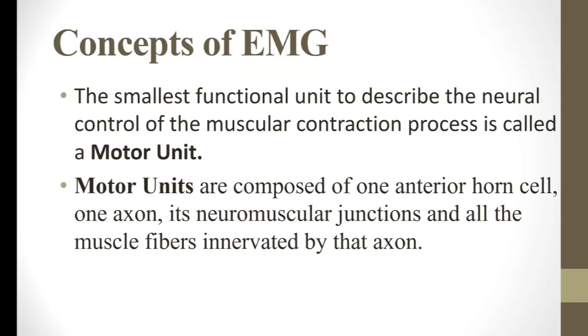The concept of EMG: the smallest functional unit to describe the neural control of muscle contraction process is called the motor unit, which is composed of the anterior horn cell, one axon, its neuromuscular junction, and all the muscle fibers innervated by that axon.